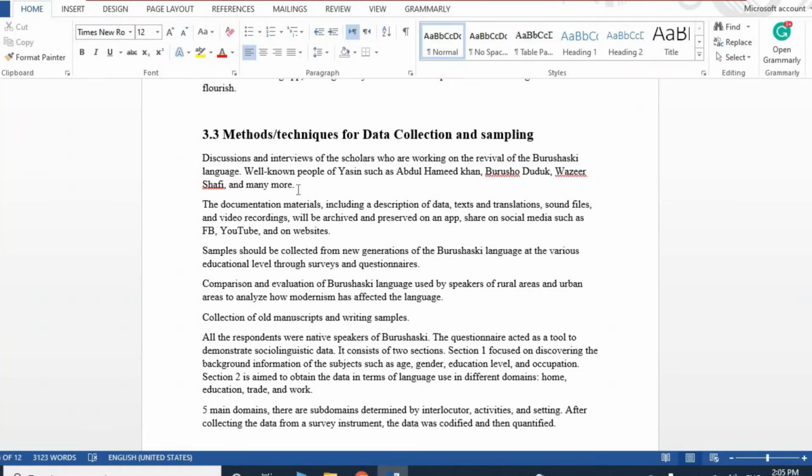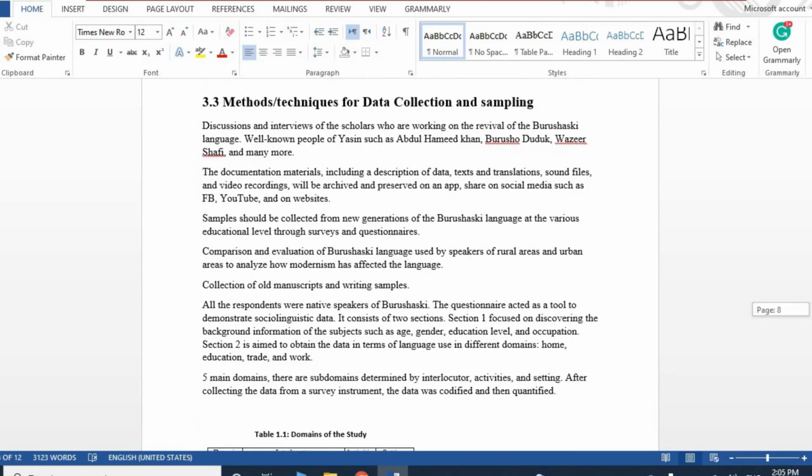So as my research is quantitative, obviously discussions and interviews have been conducted, right, and documentation of materials includes description of data, text, right, recordings, and percentages, samples taken from the new generation, and we will see what percentage of them. I will show you in the table, right, and the comparison and evaluation of the Burushaski language used by speakers of rural areas and urban areas to analyze how modernism has affected the language.